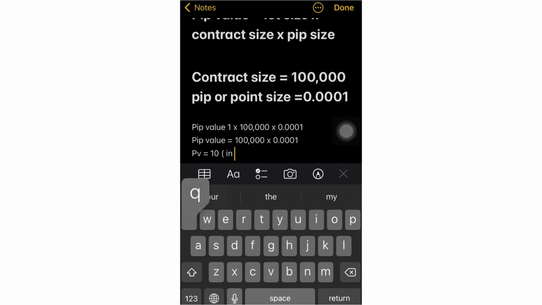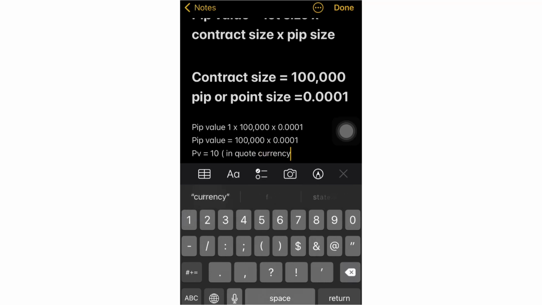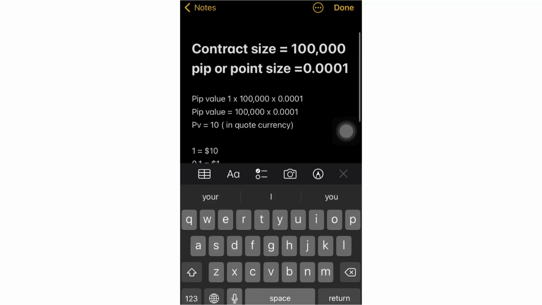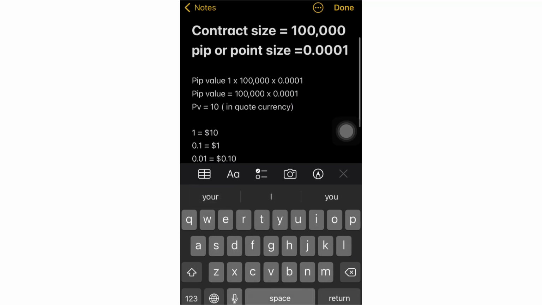Now there's something I want you to take note of. In quote currency, I didn't say it's $10, I didn't say it's 10 euro, I didn't say it's 10 Japanese yen. What it means is that, let's say for instance, I want to trade Euro USD. Hold on, I'm going to show you. It's going to start making sense at the end of the video. Just keep watching, pay attention, take note of every single thing I'm doing.